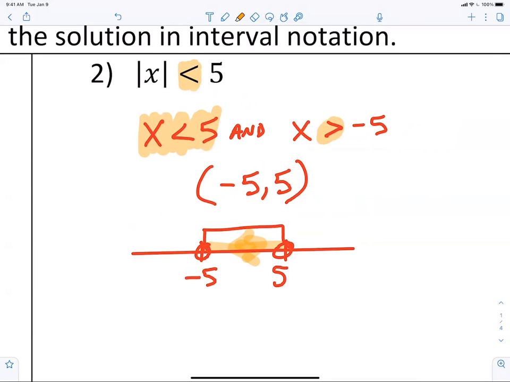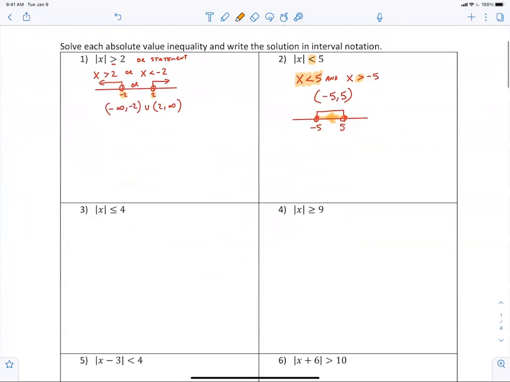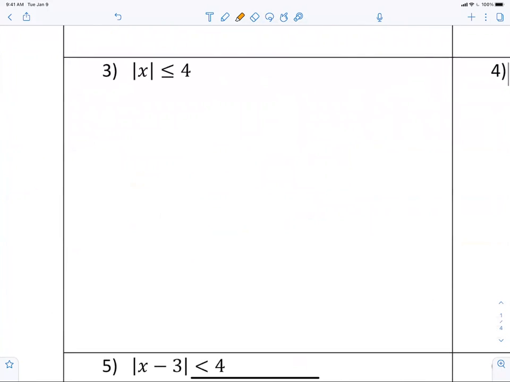All right. Here we go. Question number 3. Everybody should be able to write question number 3 now. You would write x is less than 4, and then x is greater than or equal to -4. So that's an and statement. If you're greater than -4 and less than 4, that's what that means, guys.